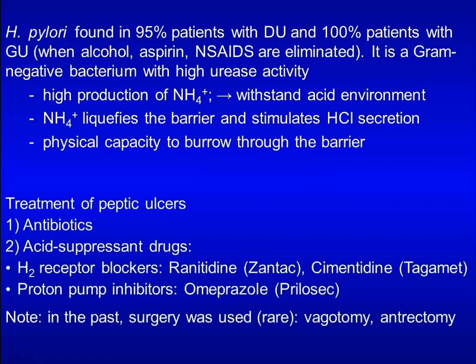Treatment of peptic ulcer nowadays typically uses 2 drugs. One is an antibiotic, and the other one is an acid suppressant drug. This can be one of the histamine H2 receptor blockers, such as ranitidine or cimetidine, or one of the proton pump inhibitors, such as omeprazole.